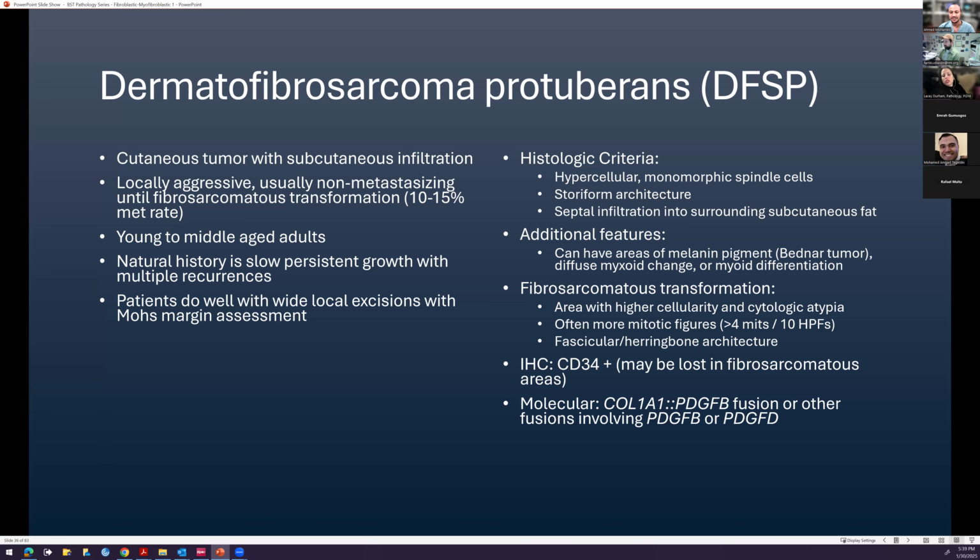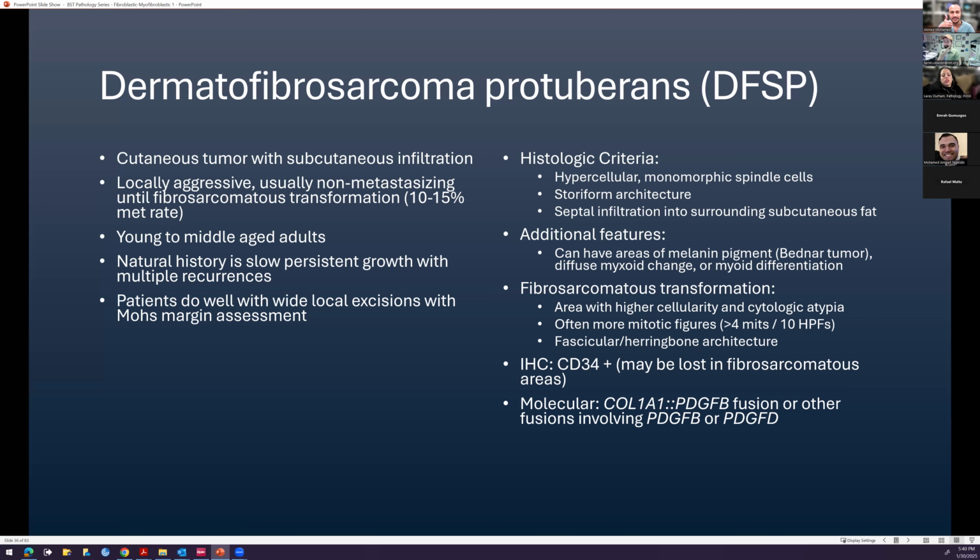So just know that. Classically these have a fusion, so these are fusion-driven tumors. All things considered, if you're still looking to figure out what it is, or if you're studying for your boards, this is a very common question that you might see. It's the PDGFB COL1A1 fusion that is involved in the vast majority of them. Sometimes it's PDGFD. Sometimes there are variant fusions with EMILIN1, PDGFD, that kind of thing. But the vast majority are COL1A1 fused. So you can do FISH for that, or you can do NGS, which is what we do.